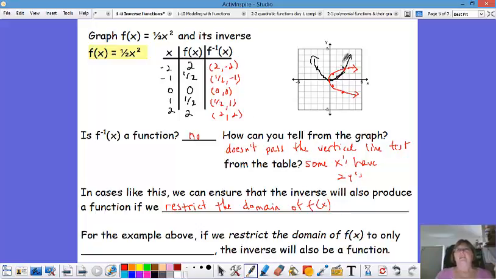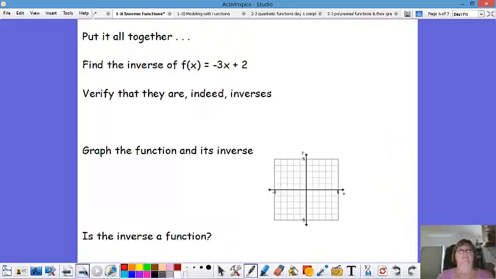think about this. Since we know this is a reflection over the y equals x line here, then if we make the domain on the black function be only positive, then we get this positive branch of the square root function. So if we restrict the domain of f of x to only x greater than or equal to 0, the inverse does count as a function. This black half, here's its mirror image. So by restricting the domain of the original, we can force the inverse to be a function.